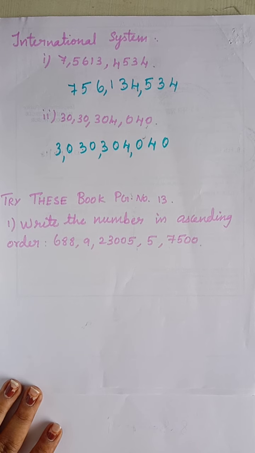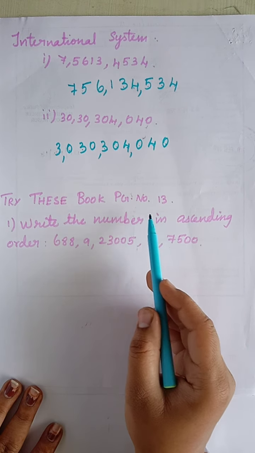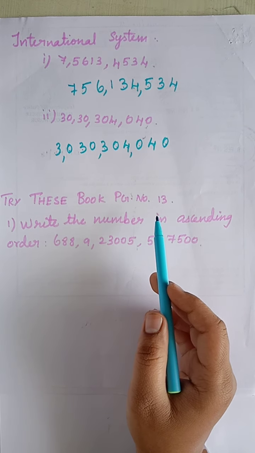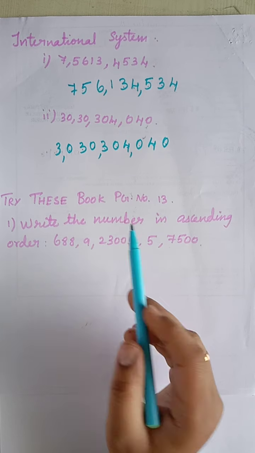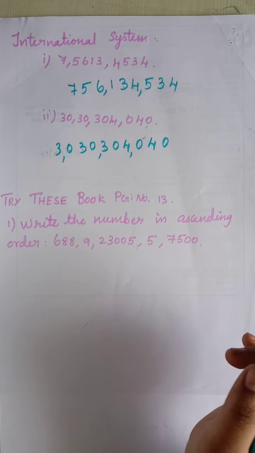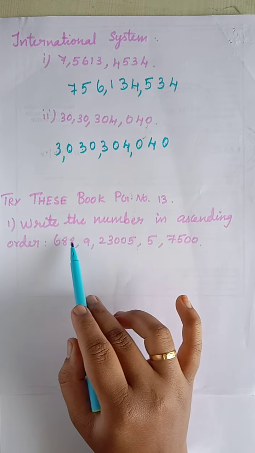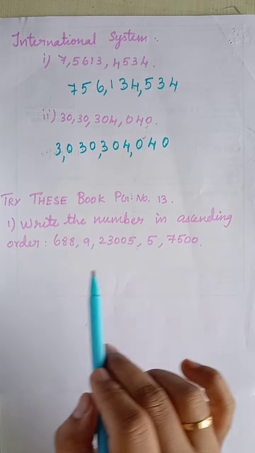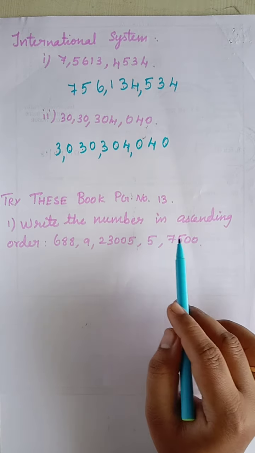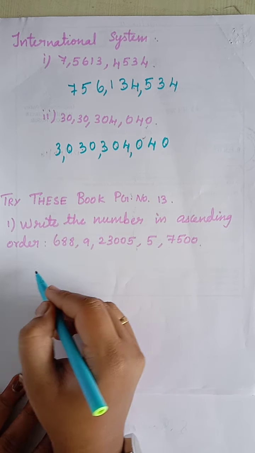Okay, then try this. Book page number 13. The next, yeah, all of you should open your book to page number 13. Now open it. Okay, write the numbers in ascending order. Write the numbers in ascending order. Ascending means what?